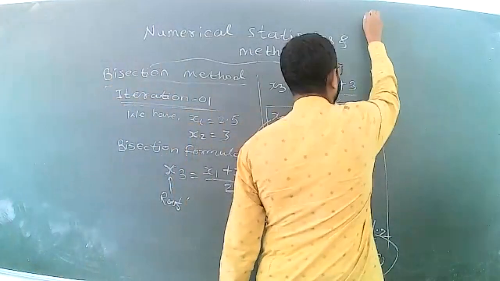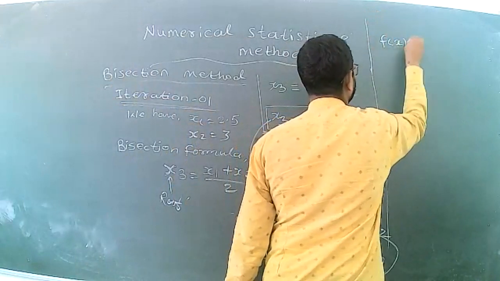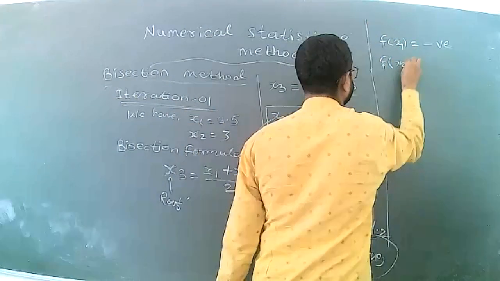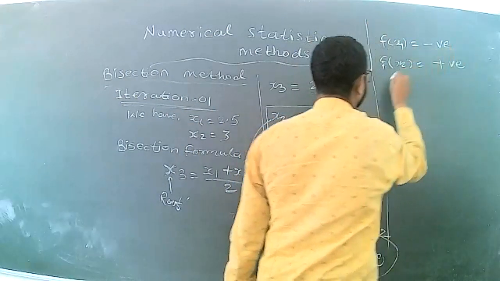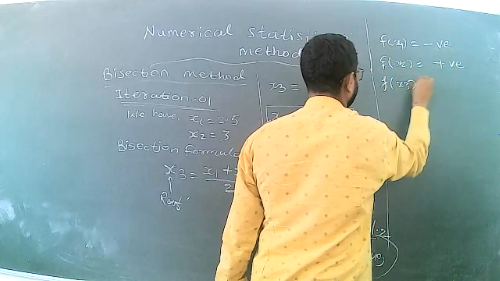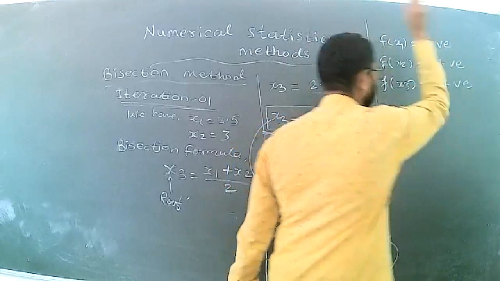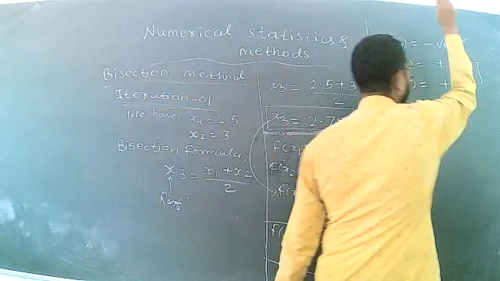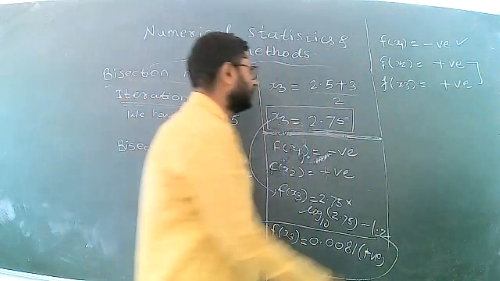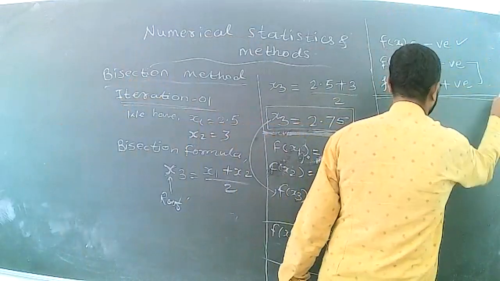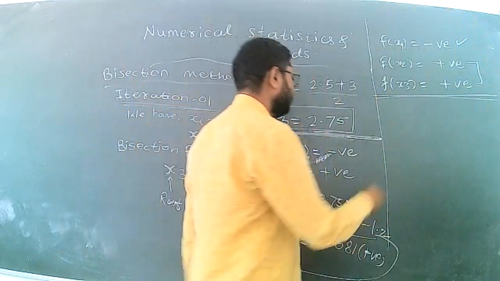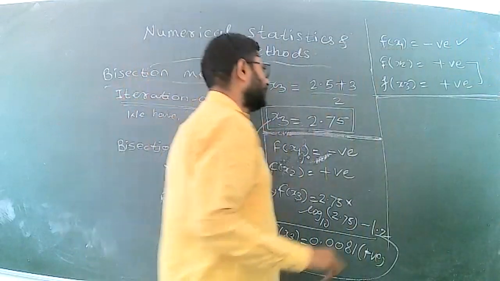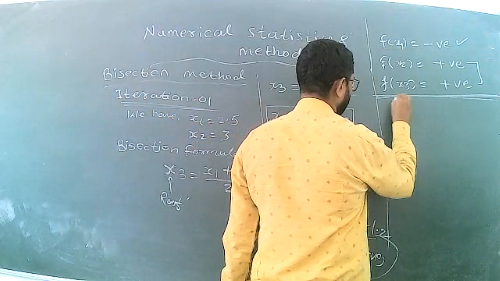So here we have f of x1 negative, f of x2 positive, f of x3 again positive. So what is the meaning of this positive and negative? By sign convention, we have to decide x1 and x2 for iteration 2.